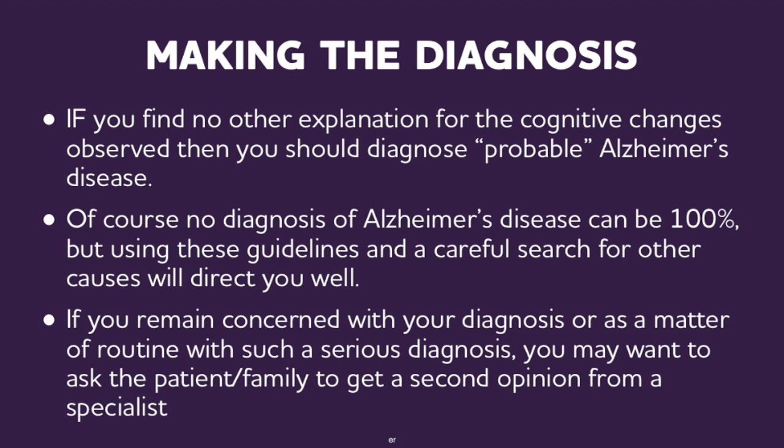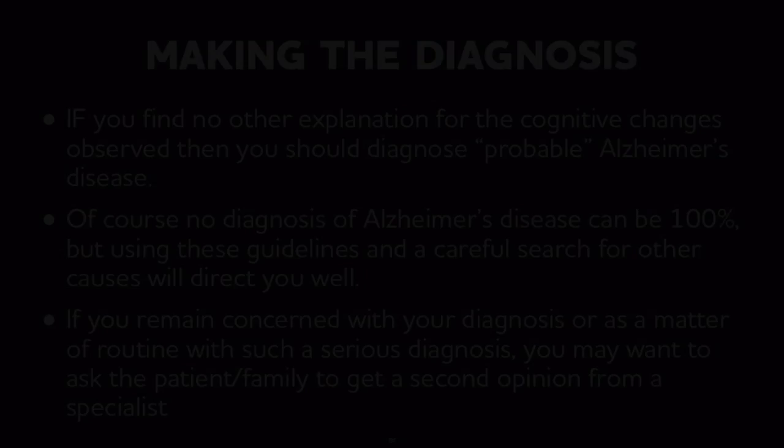In summary, if you find no other explanation for the symptoms and cognitive deficits that you've observed, then you should go ahead and diagnose probable Alzheimer's disease. Of course, no diagnosis of Alzheimer's can be 100%, but using these guidelines and making this careful search will mean you've been quite thorough in your evaluation. If you remain concerned, or because this is such a serious diagnosis, you may want to ask the patient and family to get a second opinion from a specialist.